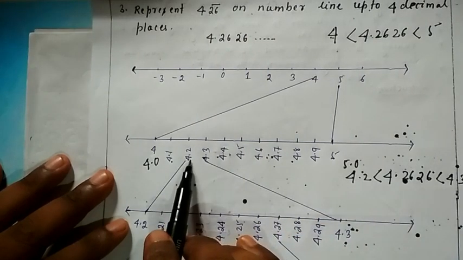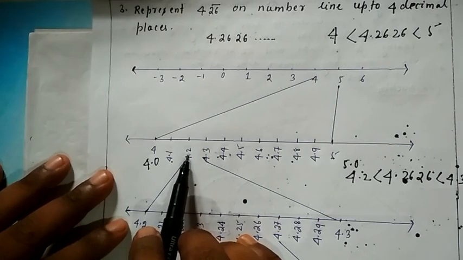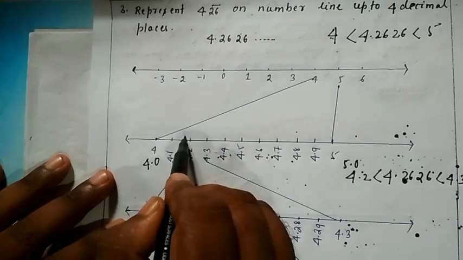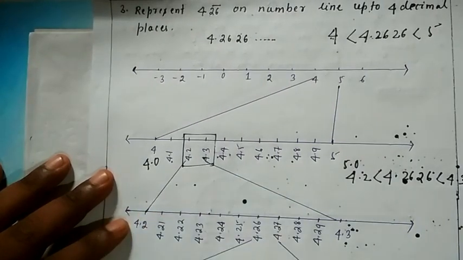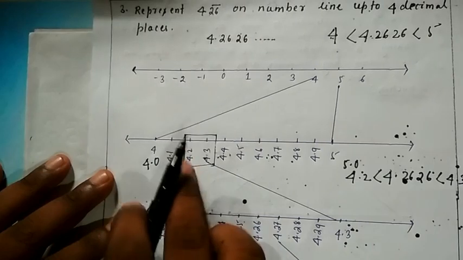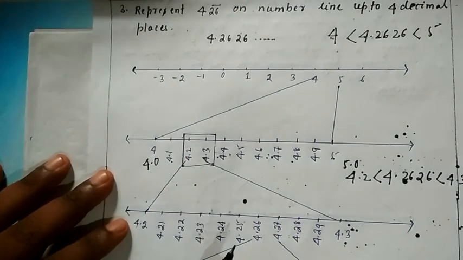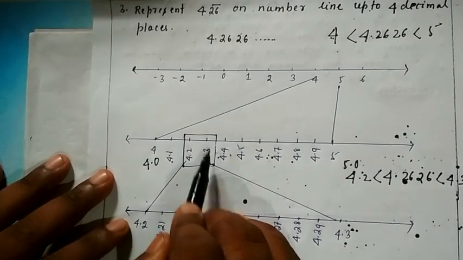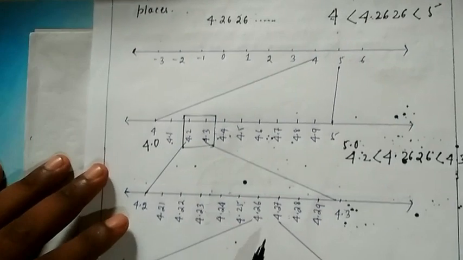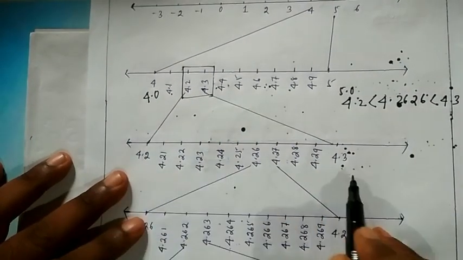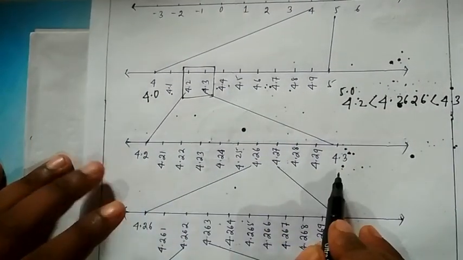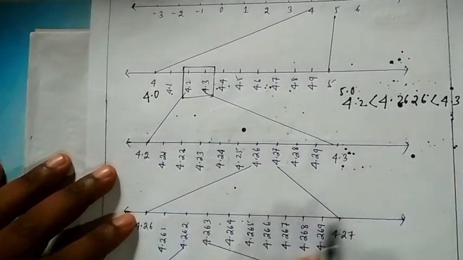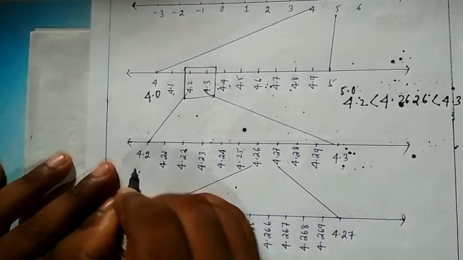Now we have to again give close focus to 4.2 and 4.3. We have to give a close focus in between 4.2 and 4.3. After giving close focus, again you will see in between 4.2 and 4.3 there is 10 equal divisions, like 4.21, 4.22, 4.23 and so on. How did you get these divisions?